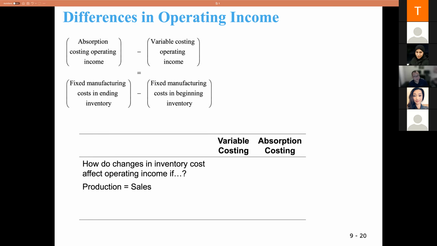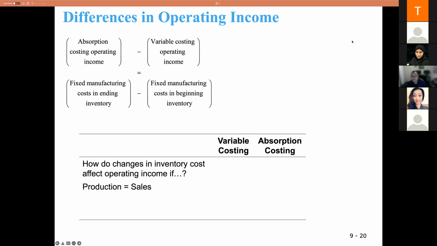Yeah, so if I use the formula you just gave, the absorption costing operating income minus the variable costing operating income. Not that one. Yeah, but your answer is right. Okay, your answer is right. There's no difference in the operating income. Good job. Your instinct is right. So let's see if somebody can give me an answer technically using the formula.